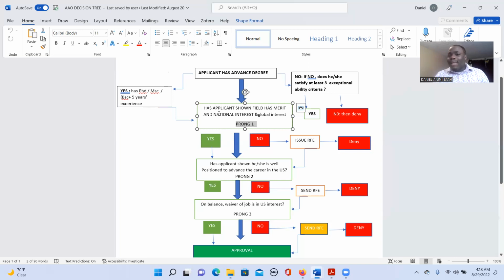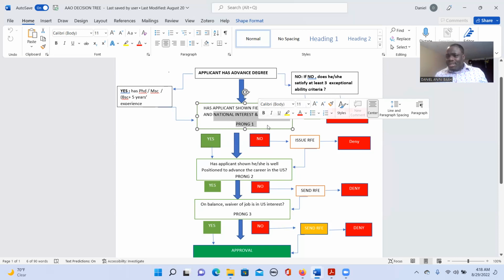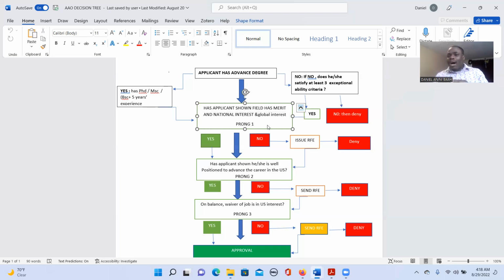Now, when you talk about the merit, then you come to the national interest. We have found a lot of times that many people fail at this particular prong a lot. National interest. And when I was going through the AAO decisions on main petitions which have been denied, one of the things I see is that some of these people, when they talk about national interest, are actually talking about what they are going to do when they come to the United States. That is not national interest. It's very important that you understand what national interest is. You see, the national interest is what is going on in the US right now which needs your expertise.